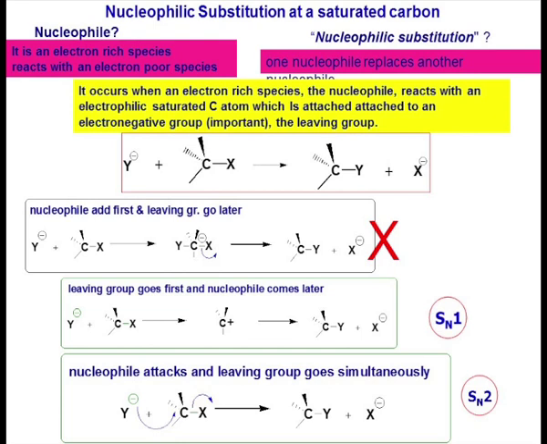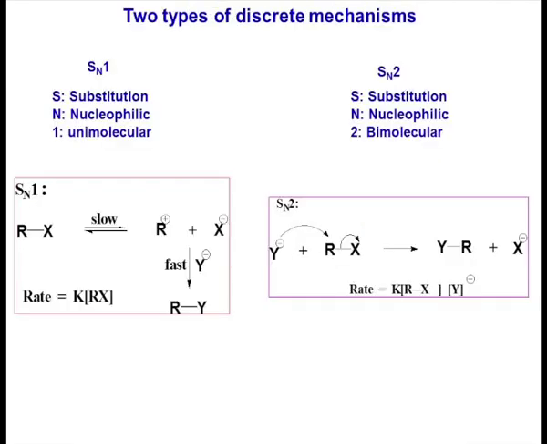So, I have said in brief about SN1 and SN2 type reactions in connection with the carbon and nitrogen nucleophile, where carbon is attacking in one case and nitrogen is attacking in the other case in the cyanide. Two types of discrete mechanisms are there. One is SN1, already explained, substitution nucleophilic unimolecular, not first order: RX slow gives R plus and X minus, then Y minus fast gives RY.